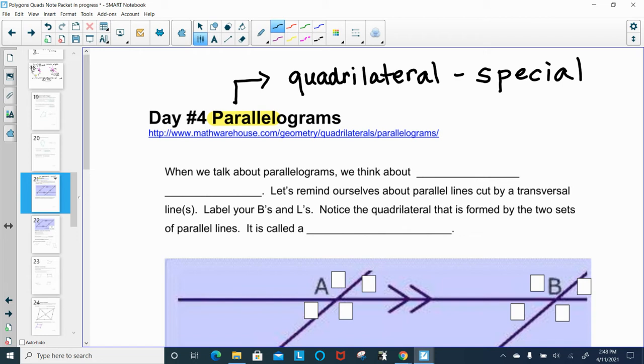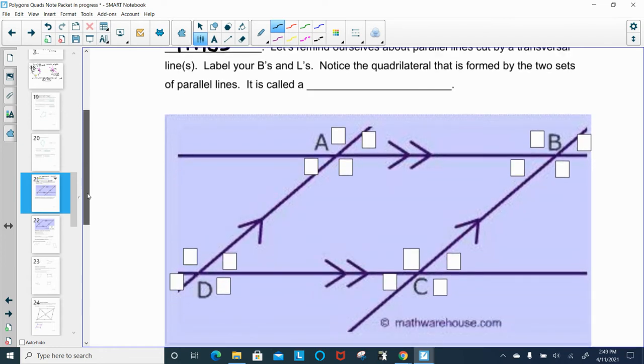So when we do talk about parallelograms, hopefully now you are starting to think about parallel lines. And way back in the fall, when we talked about parallel lines, remember that we labeled our B's and we labeled our L's. So as we scroll down, we're going to see that the quadrilateral is formed by 2 sets of parallel lines. And that's why we call it a parallelogram.